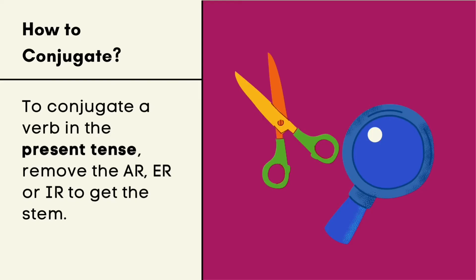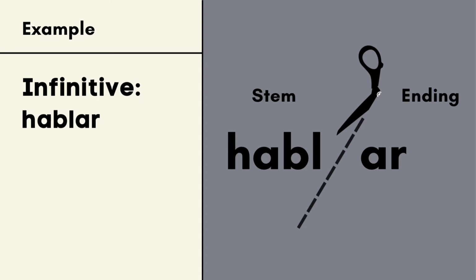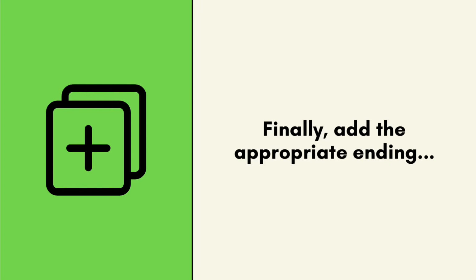How to conjugate. To conjugate a verb in the present tense, remove the ar, er, or ir to get the stem. Example: hablar. Finally, add the appropriate ending.